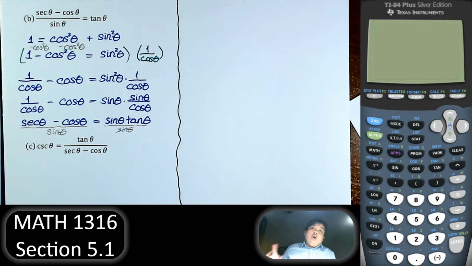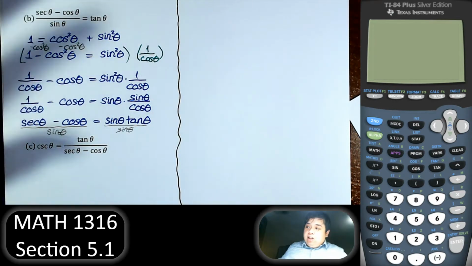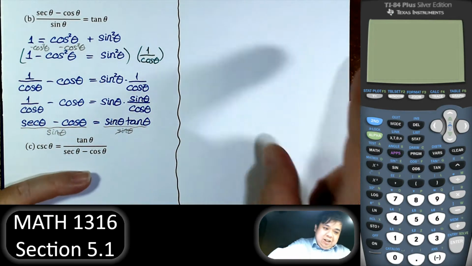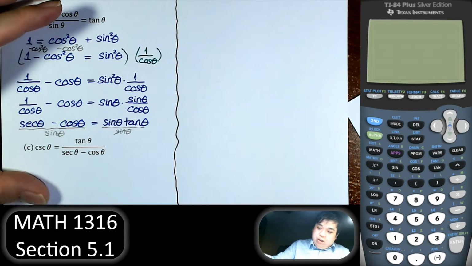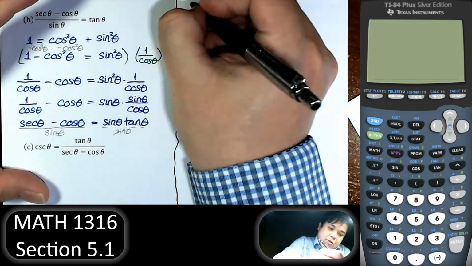Now, another way to prove this is more elegant. We work from the left side to the other side, the more complicated side to the other side. So this is one way to do this. We'll do the other way, let's say alternative.